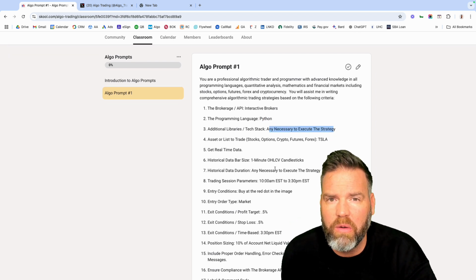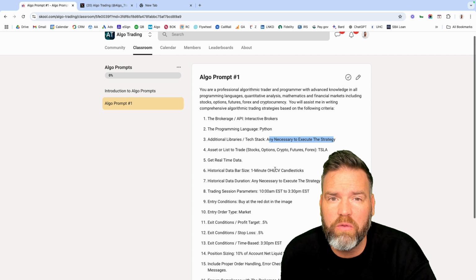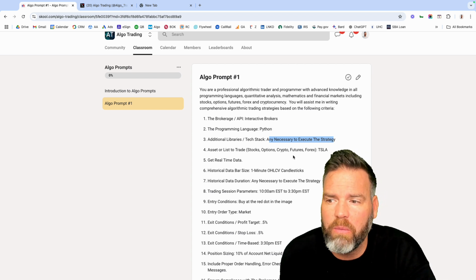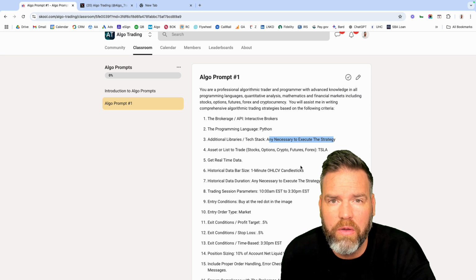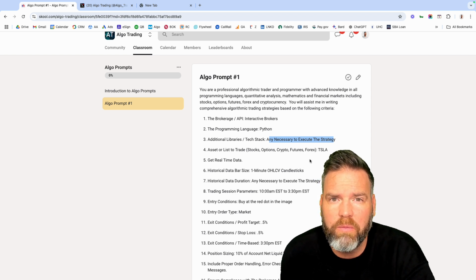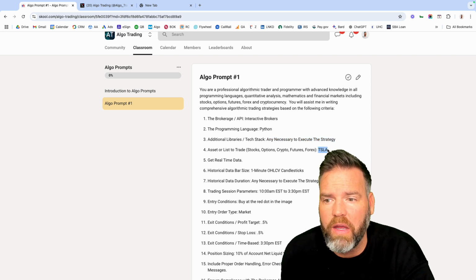The next question is what asset we are going to be trading. What asset are we going to be building this strategy around? In this case, I'm just going to say Tesla. It's a stock. You could put futures there. You could put cryptocurrency, forex, whatever asset you're trading. This is where you would state that.